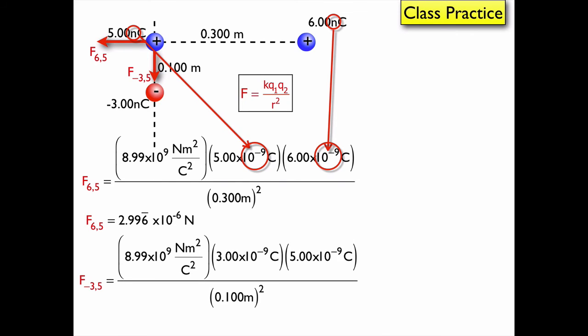For the force of negative 3 on 5, I'll do the same set of calculations, and I'll get 1.3485 times 10 to the negative 5 newtons. So I've got the two legs of my triangle. I've just got to put them together, tip to tail, and draw my triangle.